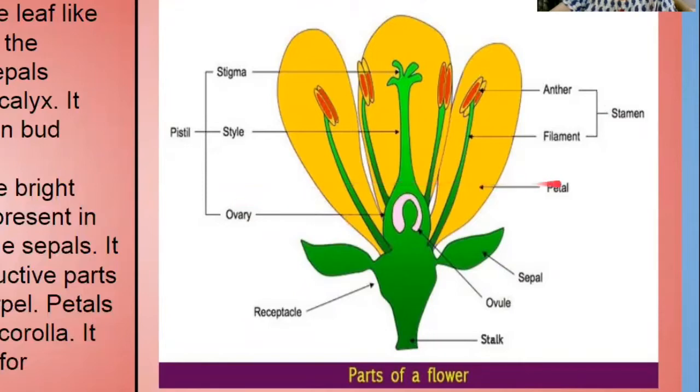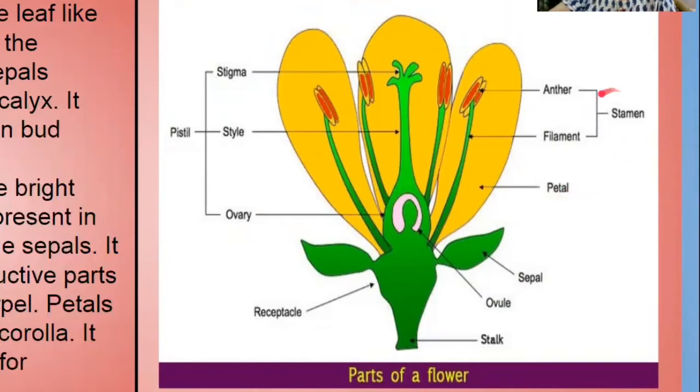Then this part, petals. Petals are the most attractive part of the flower, and its function is also to protect the reproductive parts of the flower, that is the stamen and pistil. It is also attractive with different colors to attract the insects for pollination.